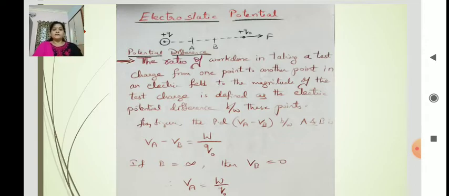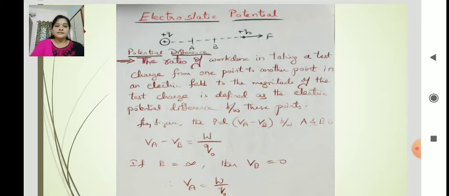Now from the figure, the potential difference, for example, if the potential at point A is VA and at point B the potential is VB, then the potential difference between A and B is VA minus VB, that is equal to W by Q naught. So W is the work done in bringing this test charge from point B to point A, and Q naught is the magnitude of the test charge.